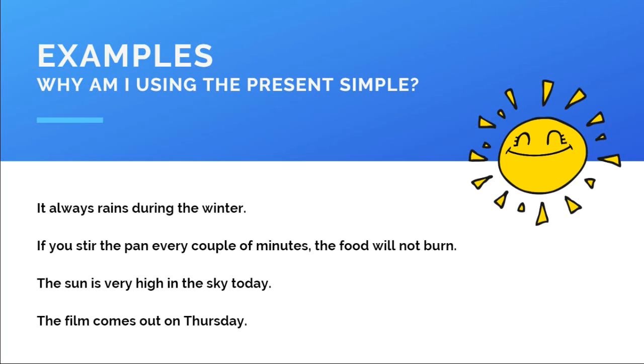The sun is very high in the sky today. Why am I using it? Once again, it's a truth. And lastly, the film comes out on Thursday. Comes out means you can watch it from Thursday. The first time you can watch it will be on Thursday. Why am I using it? Because I know exactly when in the future this will happen. Therefore, I can use the present simple even though I'm talking about something that will happen in the near future.